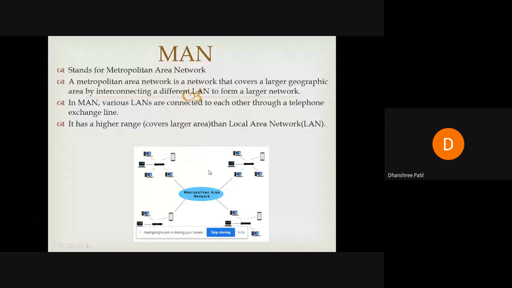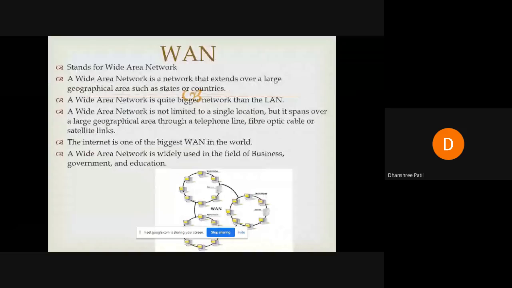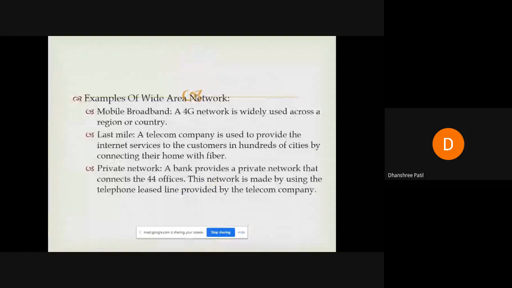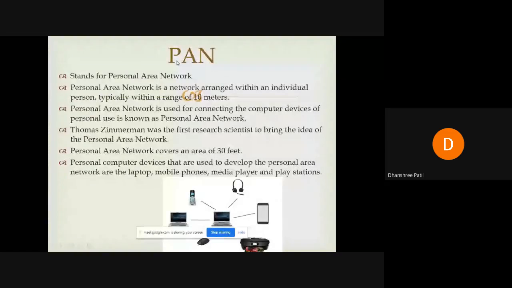Then we have seen the concept of a WAN, which is nothing but the wide area network. WAN is used if we want to share across areas such as states or countries. One more type of network is the personal area network. Whenever personal devices of a user are connected with each other, the network formed is called a personal area network. So these are the four types of networks we have seen.